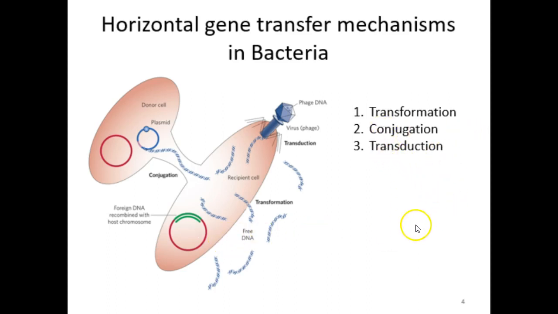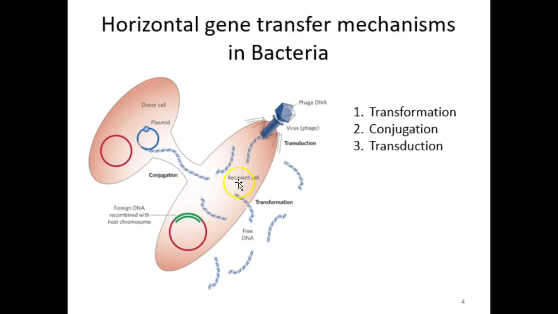Conjugation is a different form of horizontal gene transfer. In conjugation, the donor cell is able to chemically recognize a recipient cell. And the donor cell will then build something called a pilus. It's a protein bridge. It's an appendage, and it will connect the donor and the recipient cell. And once connected, the donor cell will be able to transfer genetic material into the recipient cell.